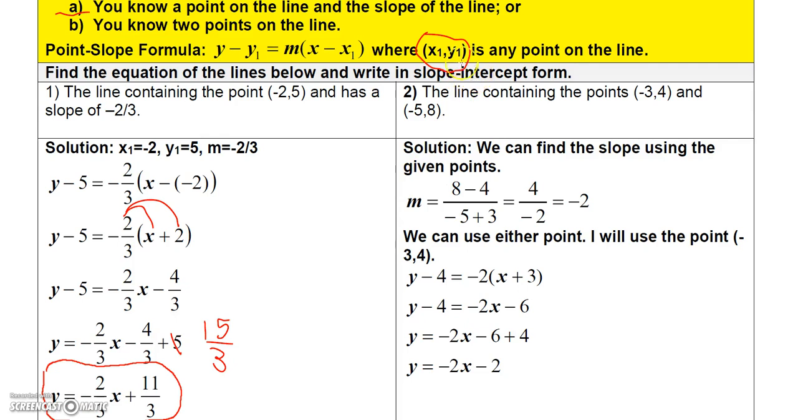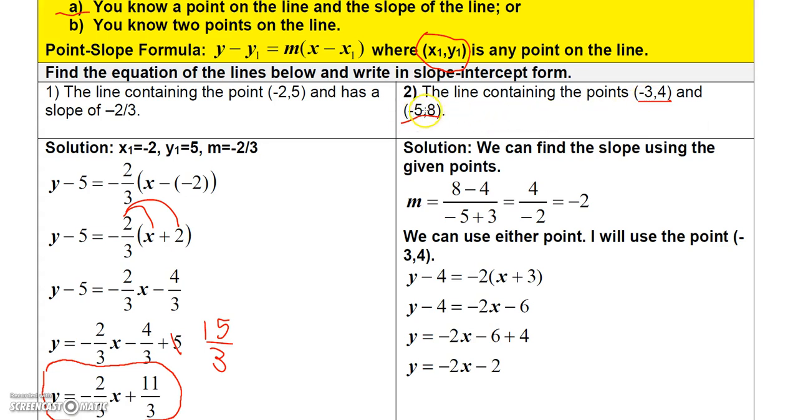Now, if you're asked to find the equation of a line that contains 2 points, you can still use this formula, but before you use it, you're going to have to find the slope of the line first. And since we're given 2 points, we can do that using the slope formula. So to find the slope of the line, you just take the second y value 8 minus the first y value 4, and you get 8 minus 4. And then you take the second x value, which is -5, and subtract the first x value, which is -3.